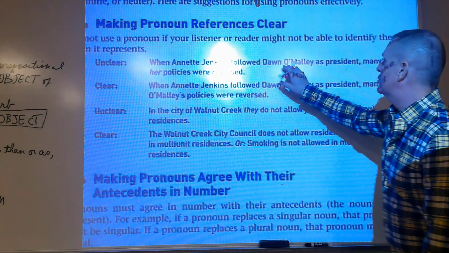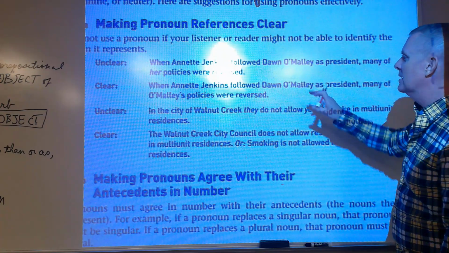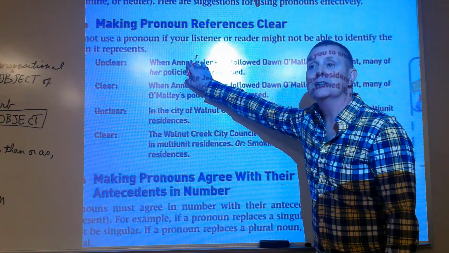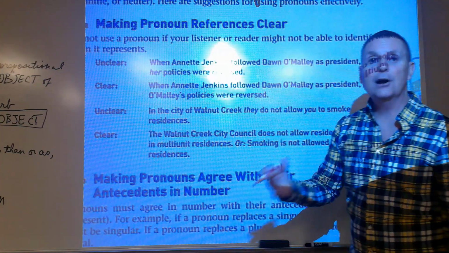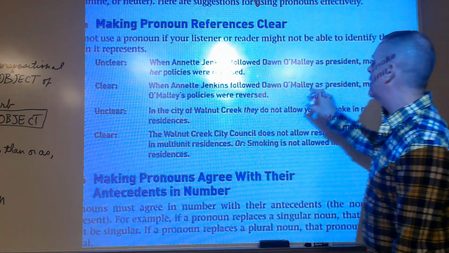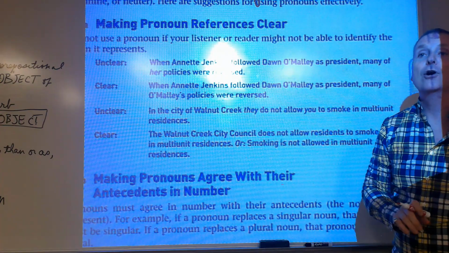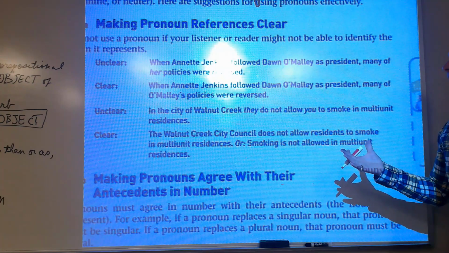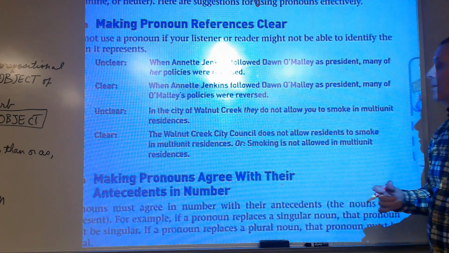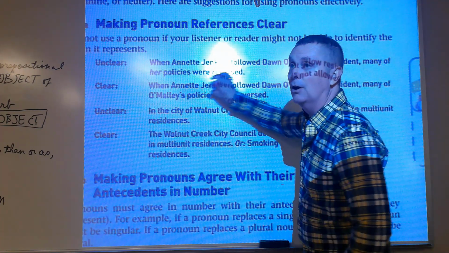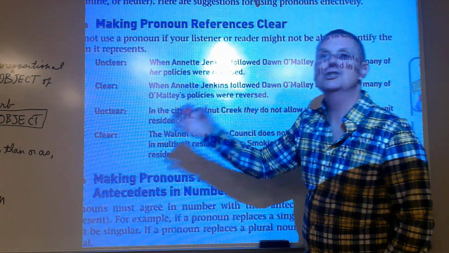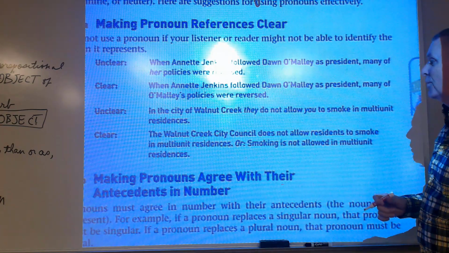When Annette Jenkins followed Don O'Malley as president, many of her policies were reversed. Whose policies? Was it Don's or was it Annette's? We don't really know for sure. So we need to clarify that. Say when Annette Jenkins followed Don O'Malley as president, many of O'Malley's policies were reversed. So always make sure that your pronouns have a clear reference to the word or group of words that it follows. Now, if this had been male and female, masculine and feminine, that would have become a little bit more difficult. So we have to know whose policies we are talking about. That's why it's so critical.